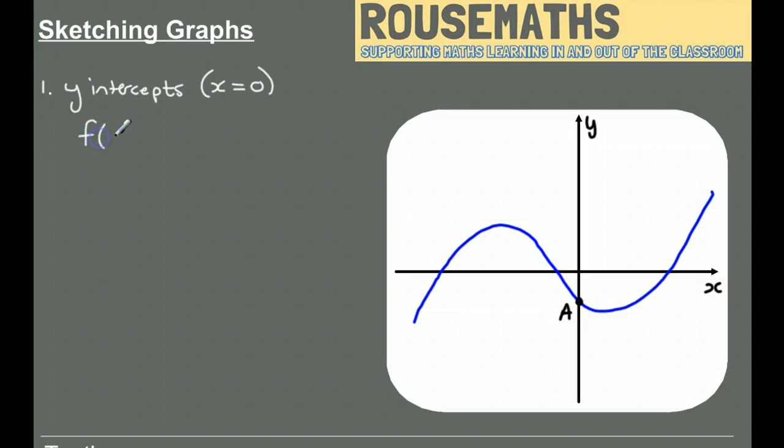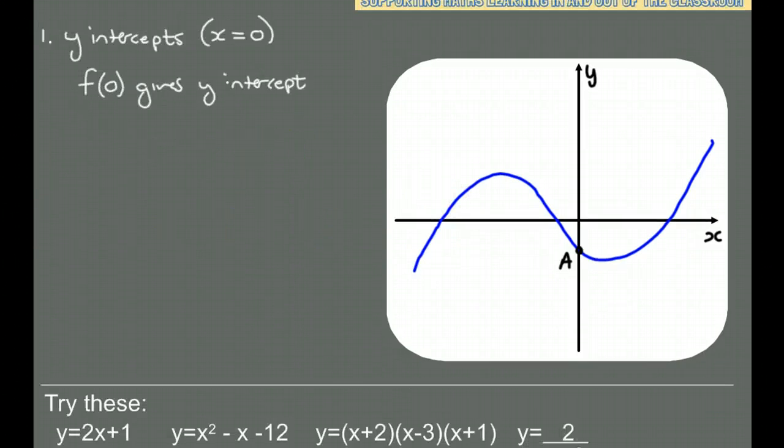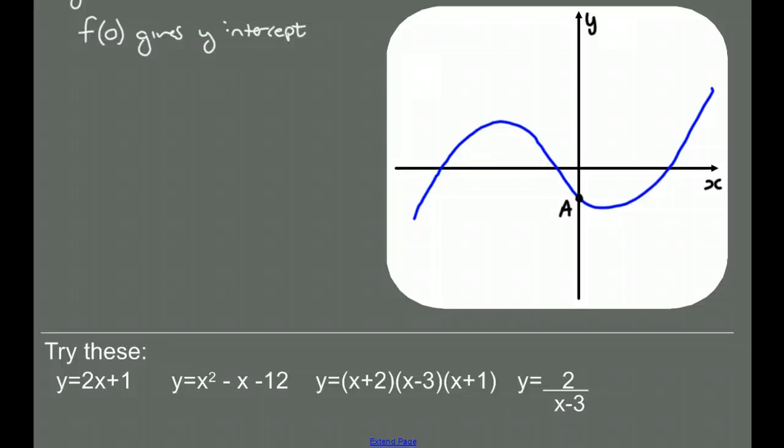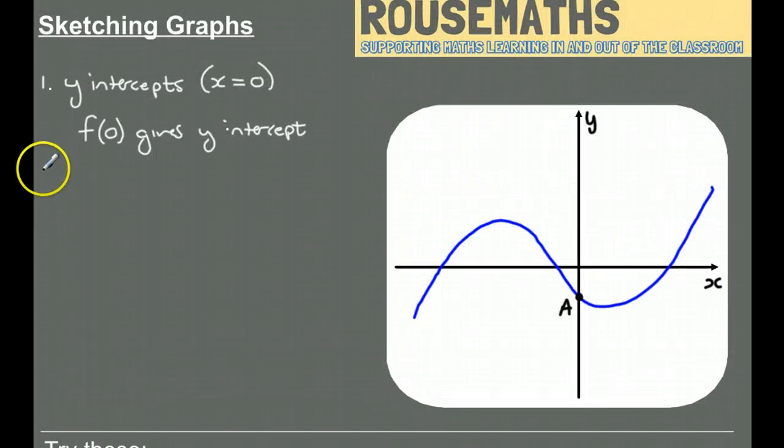If you're using a function, you can substitute 0 into it, and that gives you a y-intercept. On the following video, I'm going to be looking at how to do that with these 4 examples here. Once you substitute in x equals 0, you can then find your x-intercepts.